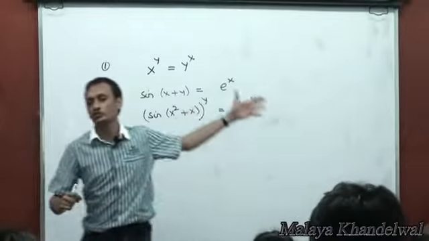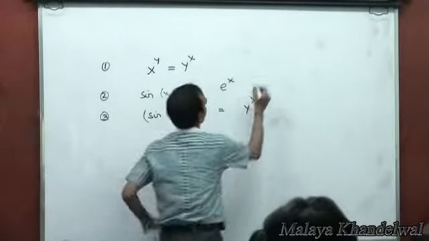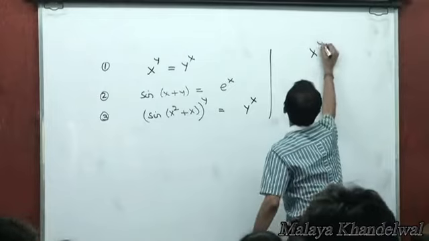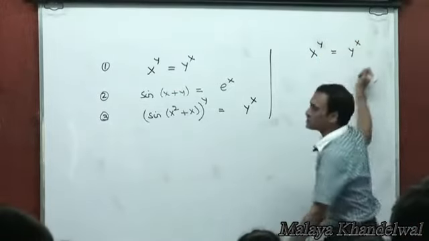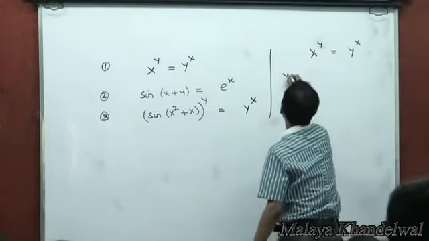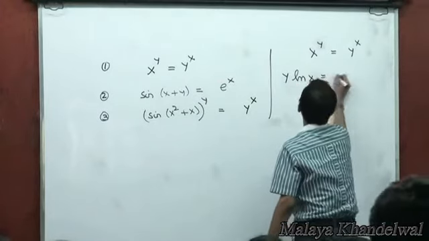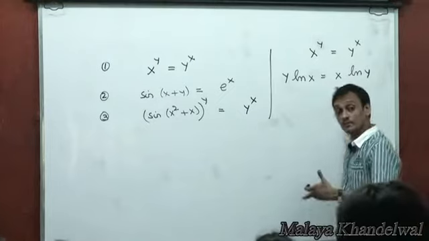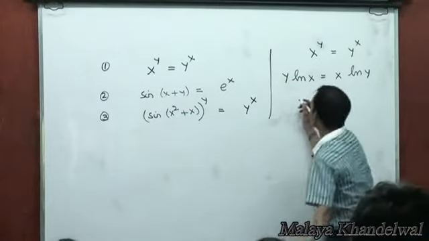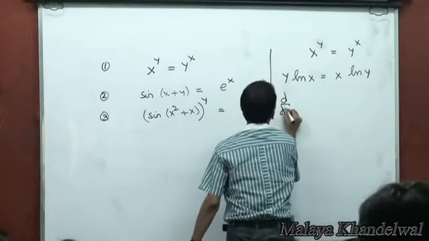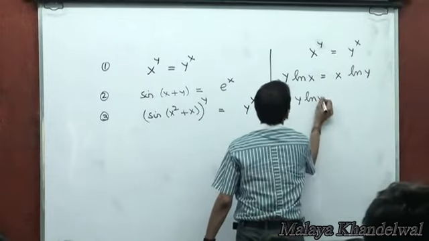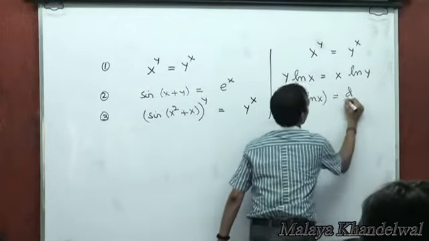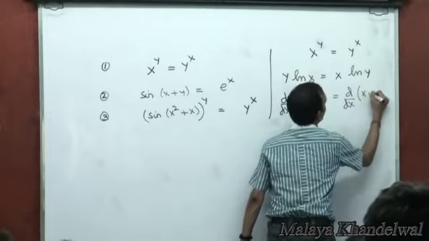So let's sort out these problems. x power y is y power x. Take the logarithm of both sides. So y log x is x log y. Let's differentiate both sides with respect to x. So d/dx of y log x is d/dx of x log y.